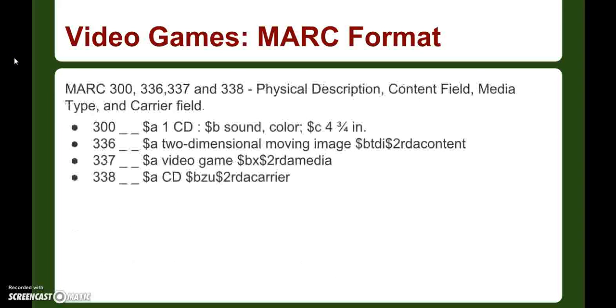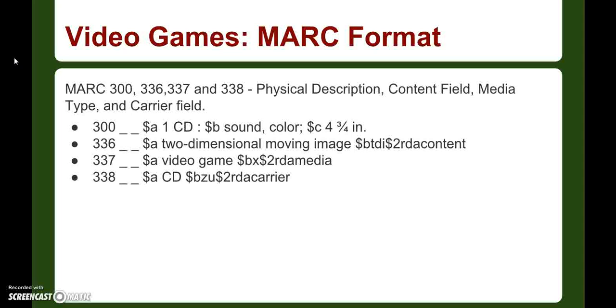The MARC 300, 336, 337, and 338 fields are the physical description, content field, media type, and carrier field. The 300 field shows that it is one CD, and the subfield B shows that it has sound and color. Subfield C is the measurement of 4 3/4 inches. CDs and DVDs are measured in inches, unlike the board game, which is measured in centimeters.